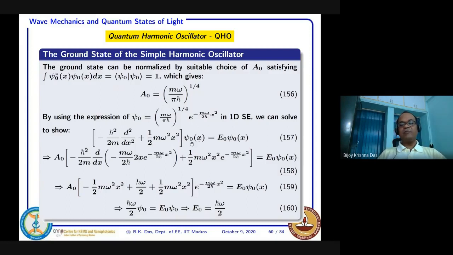So if you directly put psi naught x here, with the one-dimensional second order derivative and the m omega square x square term, and insert it on the left hand side, then you see what you get. First psi naught x should come here. If you do the first derivative, you get this one. And the other thing I am writing as it is.